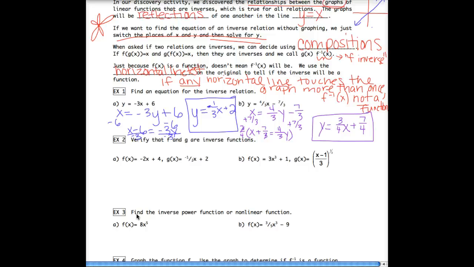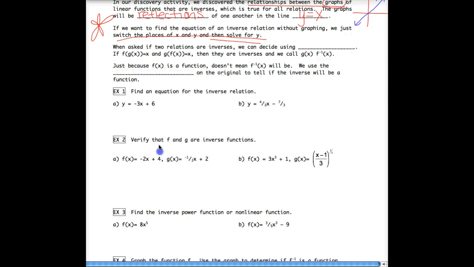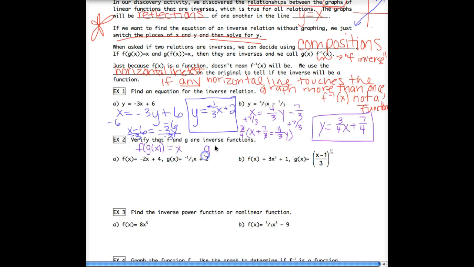Now, example 2, verify that f and g are inverse functions. Use your English skills here. The word verify means show that it is true, which means they're telling us that these are indeed inverses. We just have to prove it. So, if we're asked if two relations are inverses, we decide using compositions. We know that these are inverses, which means we want to show that f of g of x equals x and g of f of x equals x.